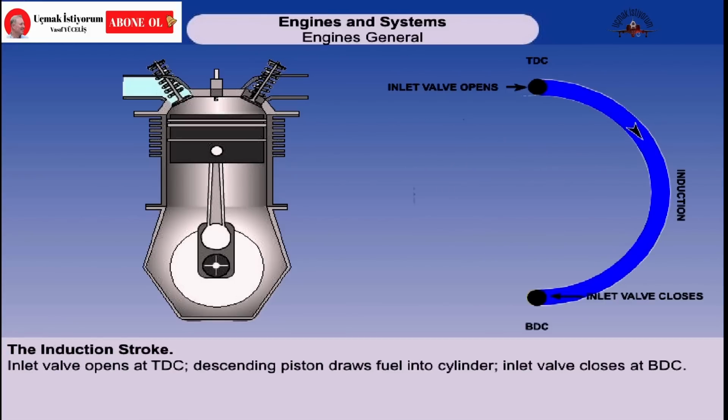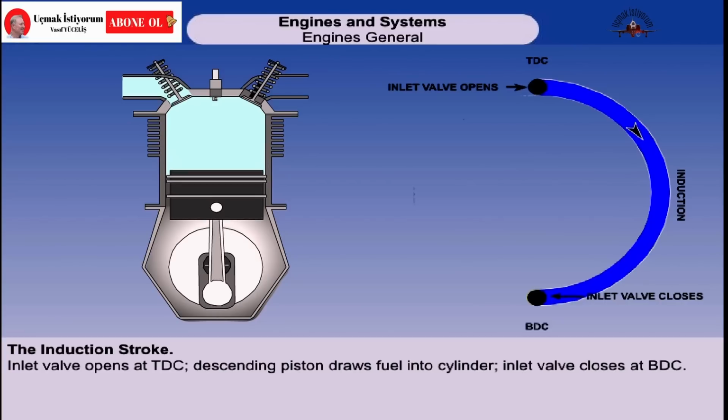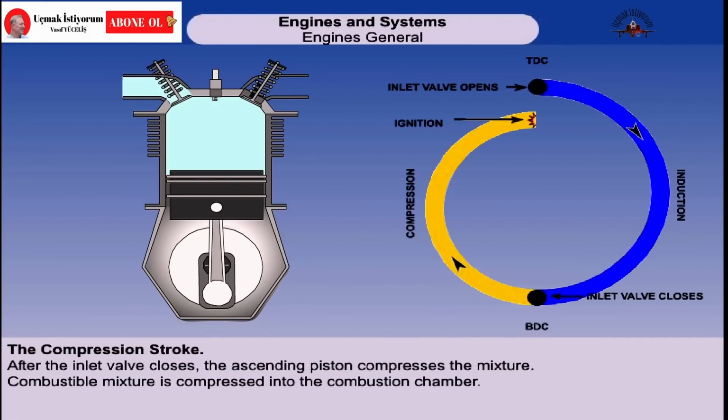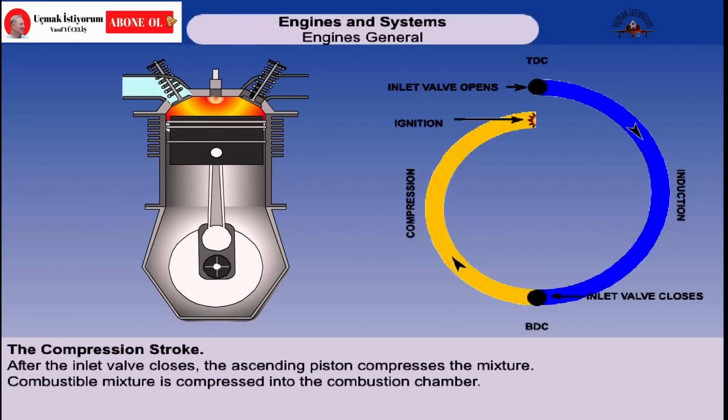The induction stroke. At top dead center, the inlet valve opens and the piston descends, creating a depression, drawing the air-fuel mixture into the cylinder. At bottom dead center, the inlet valve closes. The compression stroke. With both valves closed, the piston ascends and the combustible mixture is compressed into the combustion chamber, which is the space formed in the cylinder above the piston when it's at top dead center.